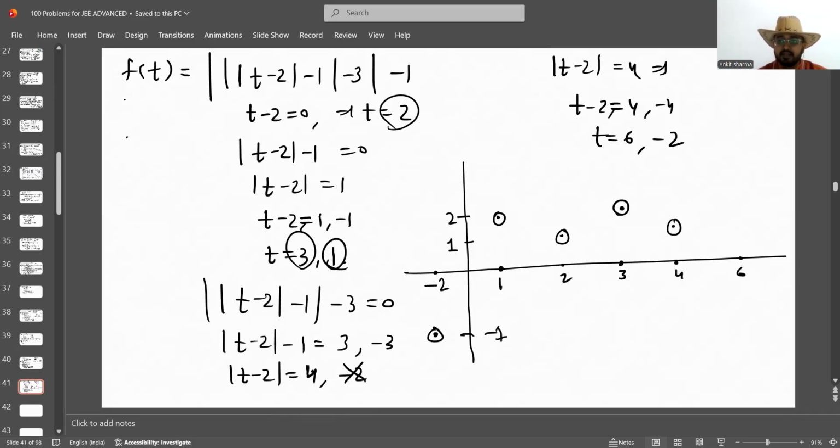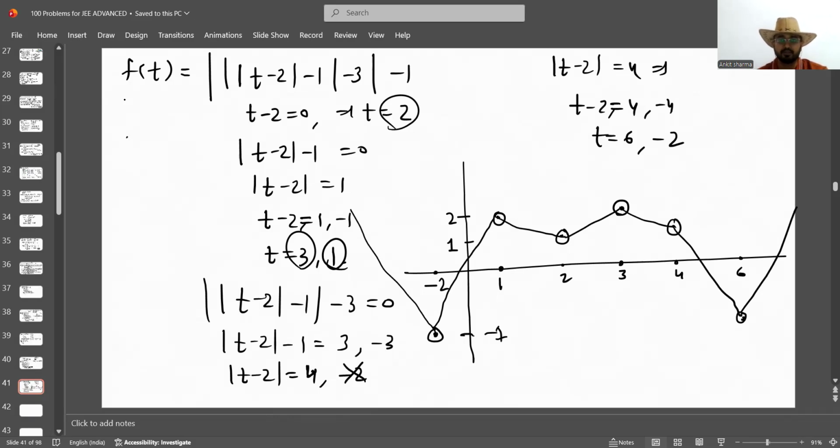At 6, let us see. So 6 minus 2 is 4, minus 1, 3, minus 3 is 0, and then minus 1. So at 6, again, I get minus 1. So the graph would go somewhat like this. Here it will come like this, and then again join this one here, and then again here, and again here, and then again here, then again here, and then this would go here.